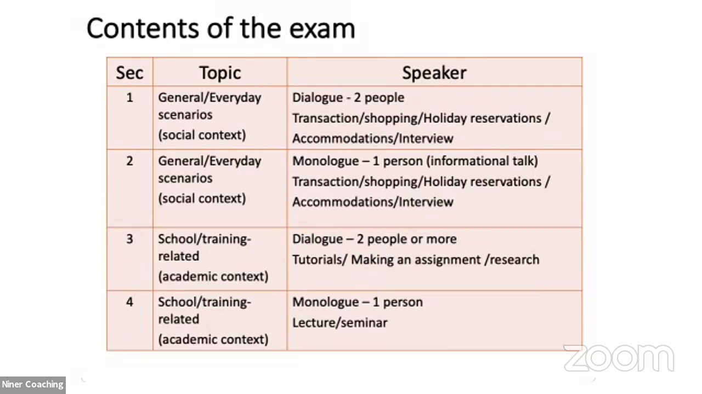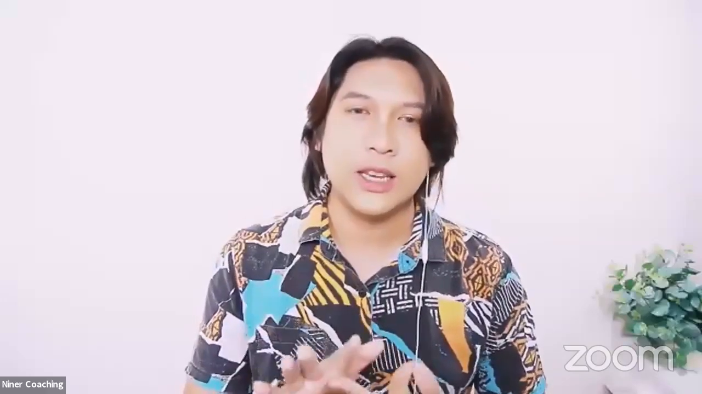So, yeah, these are the four different parts of your examination. The typical types of questions that you will receive in your examination, regardless of your module, whether it's academic or general training, will be the same. For example, for IELTS, you have multiple choice or gap fill, note completion. These are very common types of questions for your listening examination.